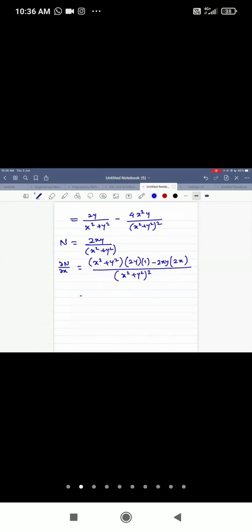So this is equal to, now what we get? We get 2y. Now see, I want to match this with dabba m by dabba y. So what I'll do, I'll separate the terms. So if I divide the first term by denominator, I'll get 2y upon x square plus y square. And if I divide the second term, I'll get 4x square y upon x square plus y square, squared.